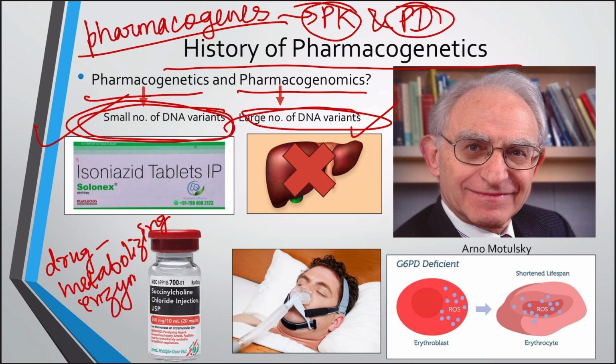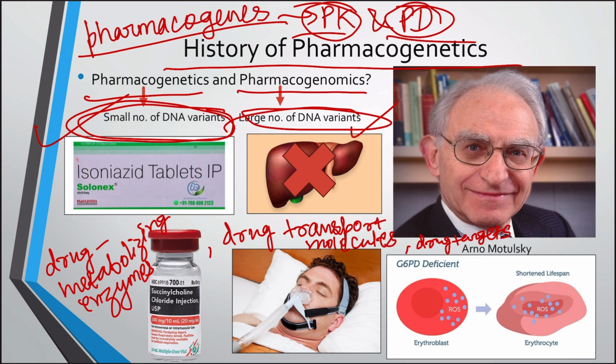These genes also code for several drug transport molecules and drug targets. As you can see, drug metabolizing enzymes affect drug metabolism, and drug transport helps in the transport of drugs, that is, the molecules responsible for distribution, absorption, etc. Then we have the drug targets which influence the pharmacodynamic property of the drug, that is, the effect of the drug. So all in all, pharmacogenes affect the pharmacokinetics and the pharmacodynamics of the drug.